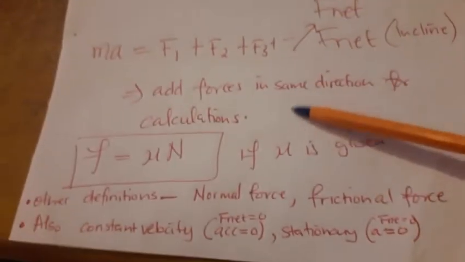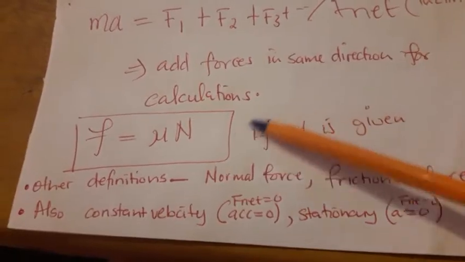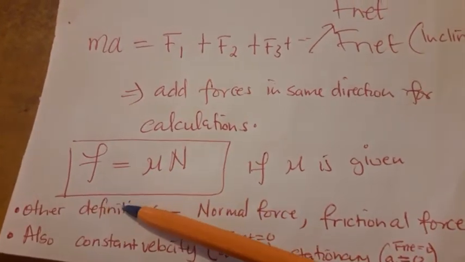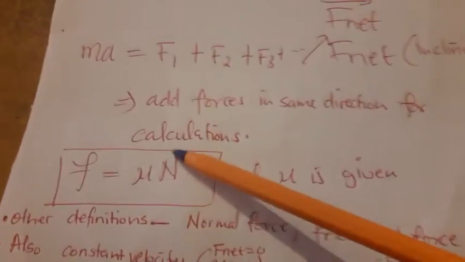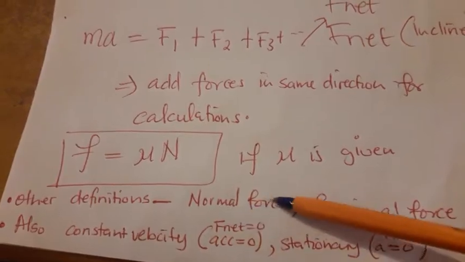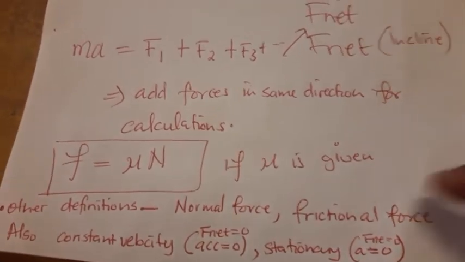Now the next part of question 2: if we are not given the normal force, we might be asked to find the frictional force. Once you are given the coefficient of friction, it means you need to know the normal force so that you can calculate friction using this small formula. So this is your question 2. This is what is expected of you for question 2.